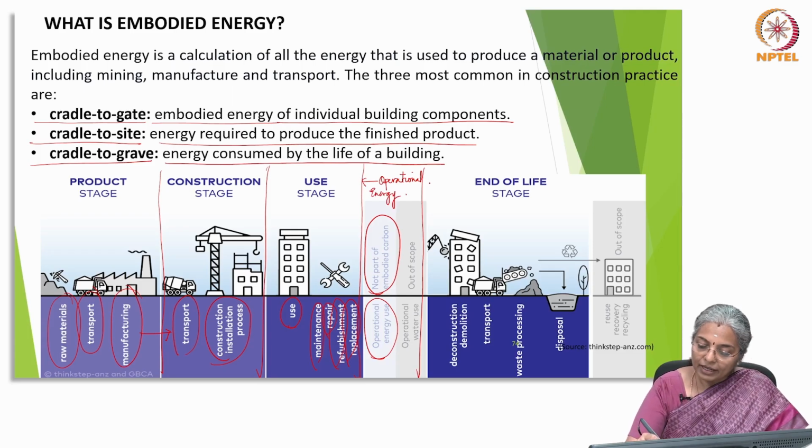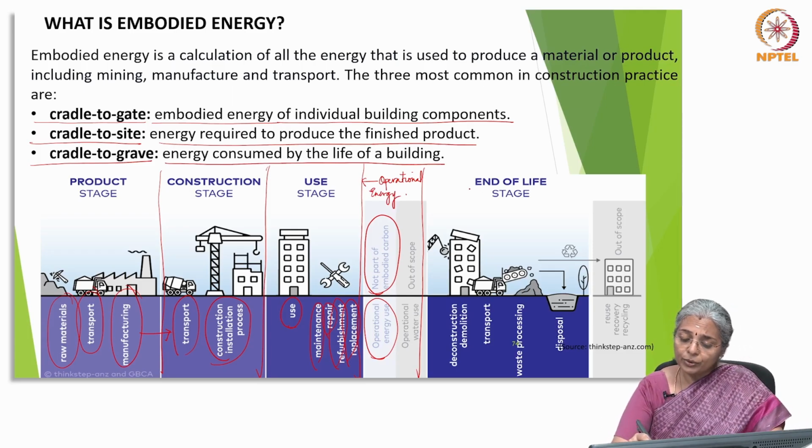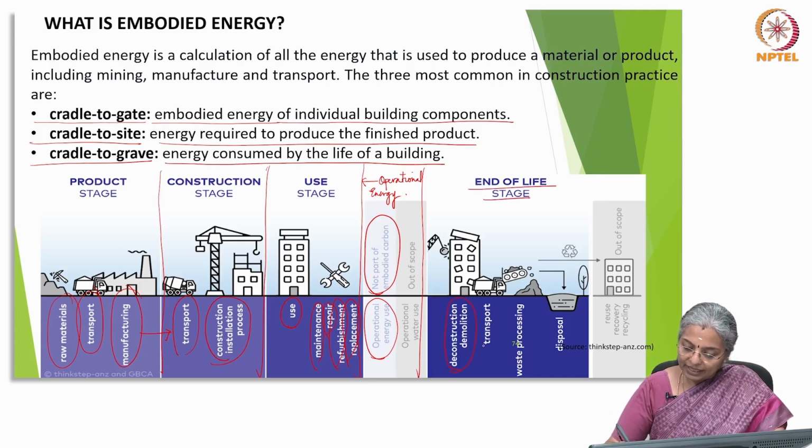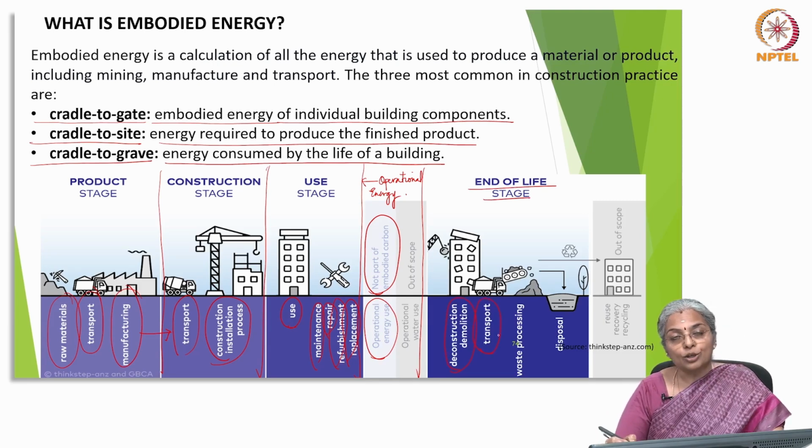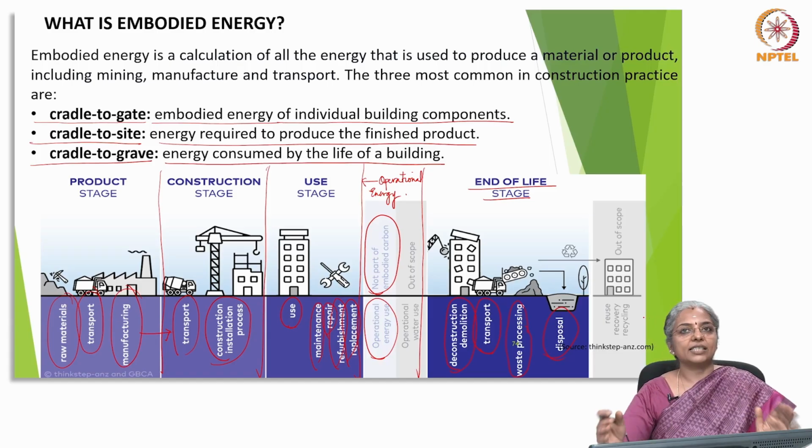And then we have embodied energy during the end of life stage, when you are actually demolishing the building, then using some transport which also has a component of carbon emissions and dumping it onto the site. And if you are processing that waste, then that also consumes some kind of energy, resulting in carbon emissions and then ultimately disposal. Okay, so this is all the various stages.